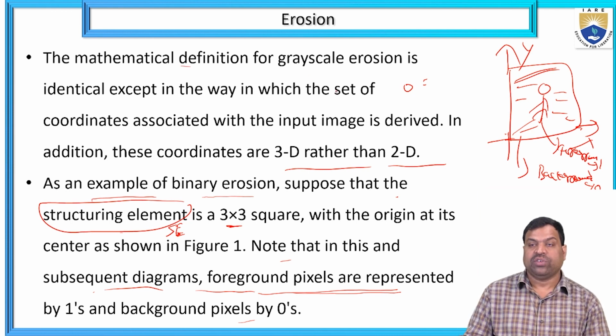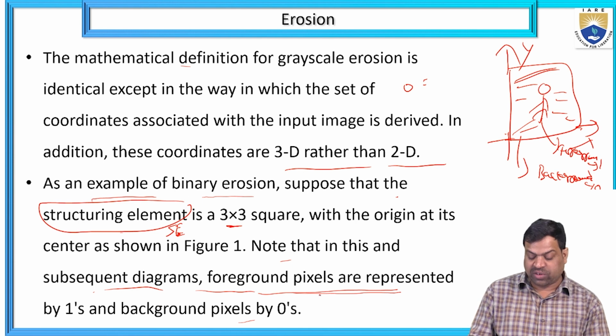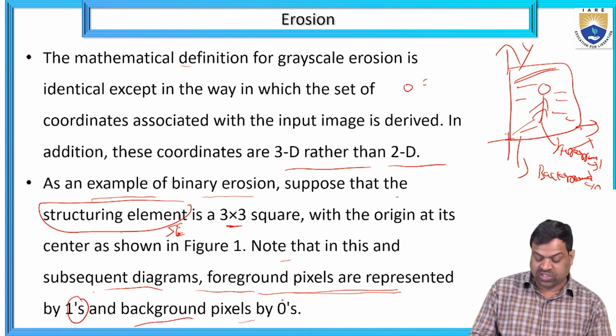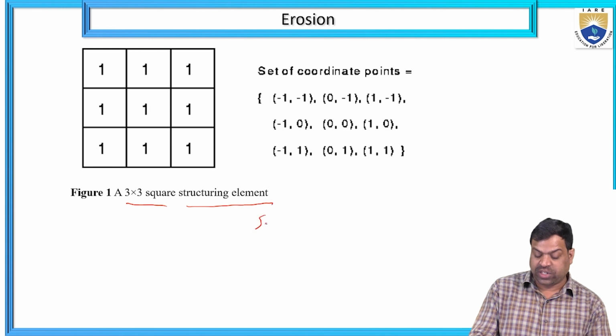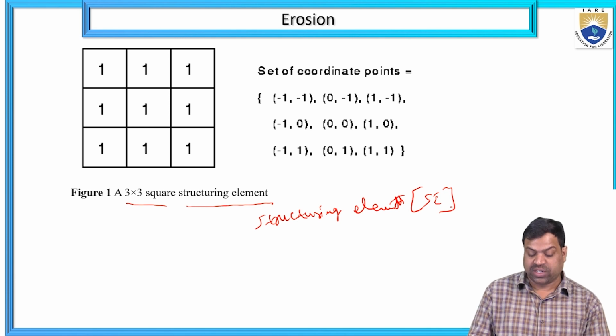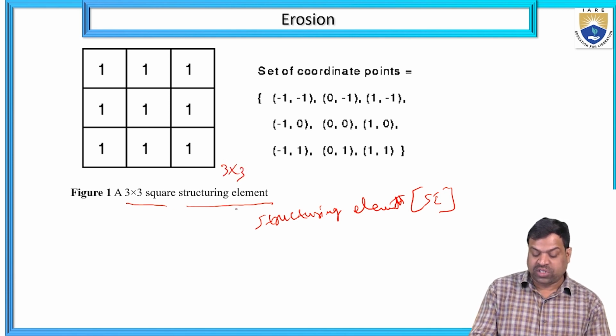The mathematical definition of grayscale erosion is identical except in the way in which the set of coordinates associated with the input image is derived. In addition, these coordinates are 3D rather than 2D. Instead of 2D, we have to take 3D. But for binary erosion, the structuring element SE is a 3x3 matrix with the origin at its center, as shown in the figure below, where foreground pixels are represented by 1 and background by 0. Suppose it is one example, a 3x3 square structuring element. In short form we also call the structuring element SE. So here I am taking a 3x3 matrix, a 3x3 square structuring element.